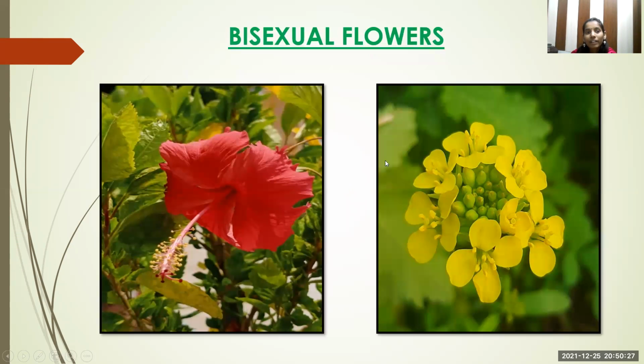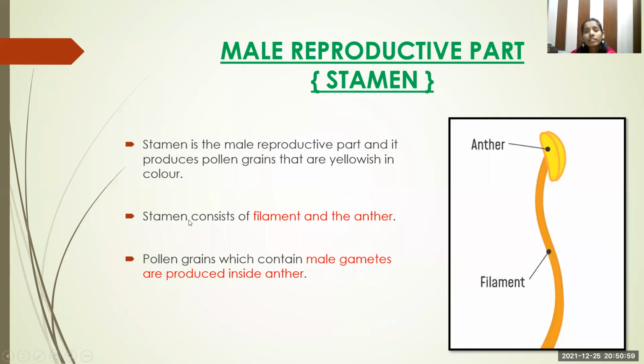See these two photographs I have clicked from my terrace garden. This is hibiscus. You can see in this flower, pistil is also present and there are numerous stamens. Can you see these stamens? So pistil is also present, stamens are also present. Hibiscus is a bisexual flower. Similarly, in mustard also, this is the pistil and the surrounding structures are the stamens. So both the reproductive parts are present. Mustard is also bisexual.